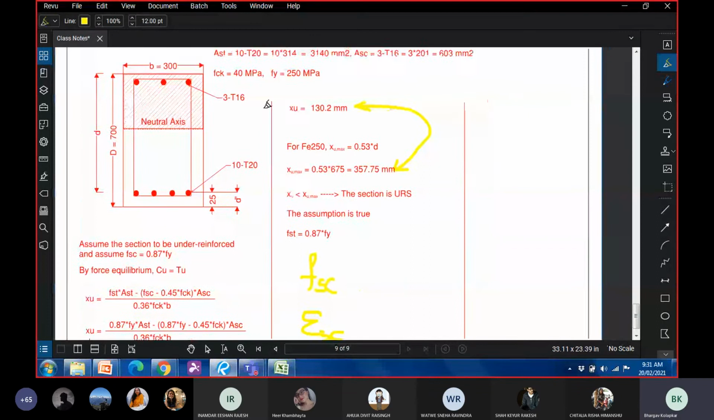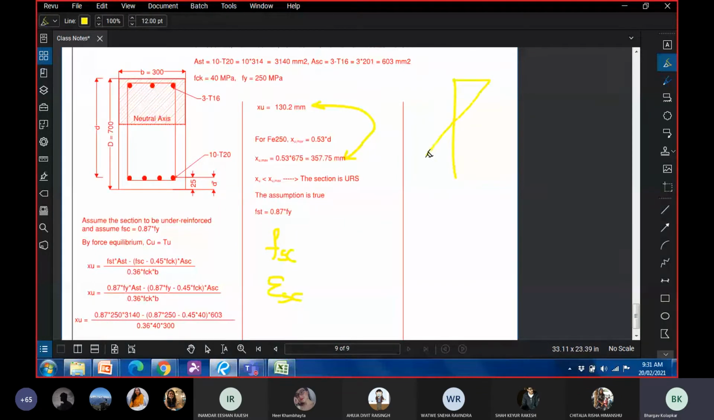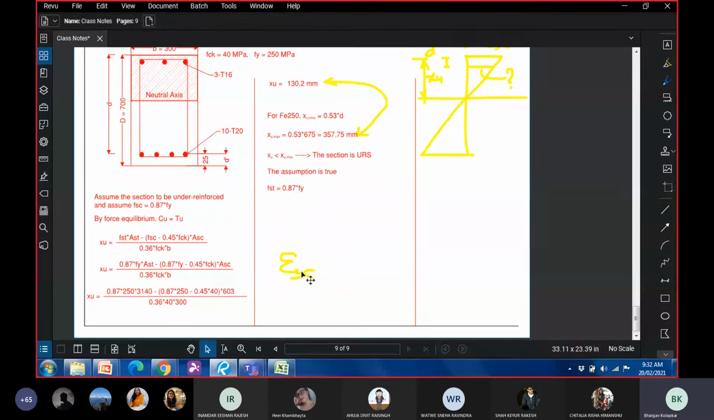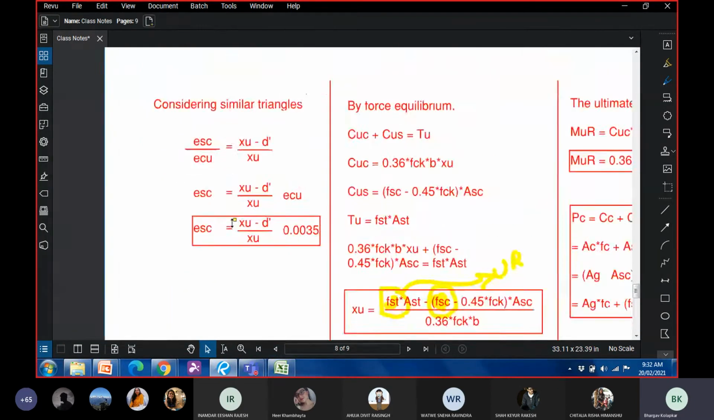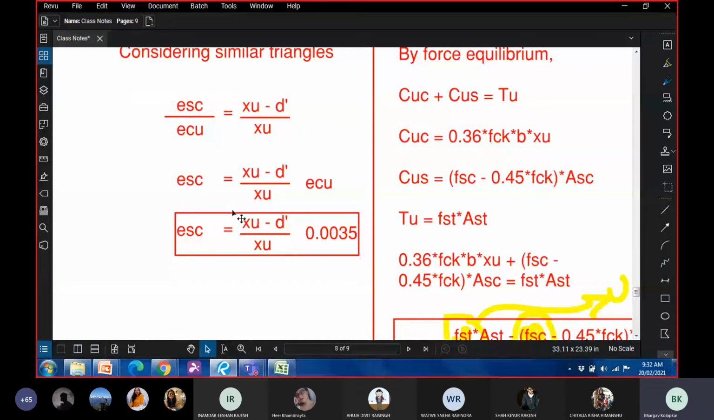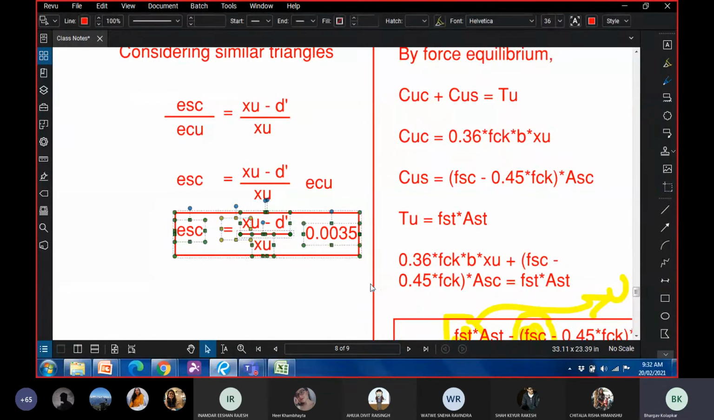So how do we find out this strain? Now we already know that for this section, this strain here is 0.0035. Okay, and we also know the depth of our neutral axis, and we also know this depth to be D dash. Therefore, by using similar triangles, we can find out what is the strain here. And by using this strain, we can find out what is the stress here. It may seem too complicated, but if you remember, we have already worked out an equation here. Considering similar triangles, epsilon SC is equal to this. So I'll just rewrite this.